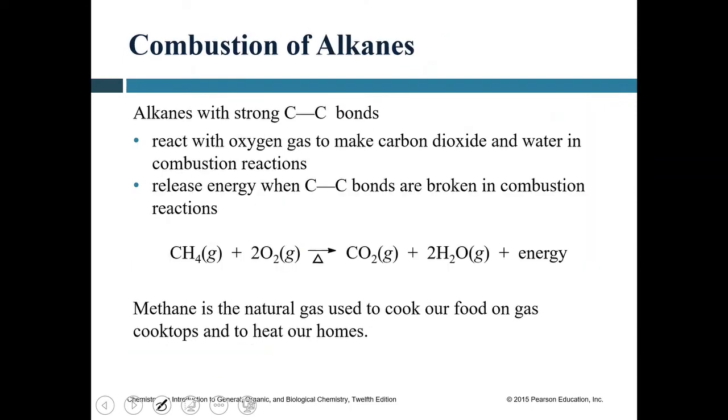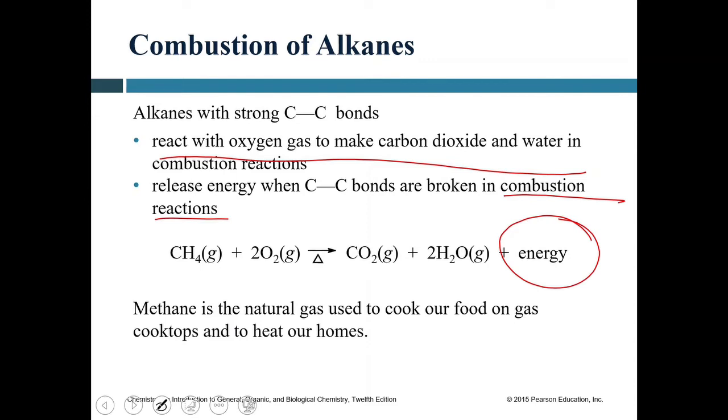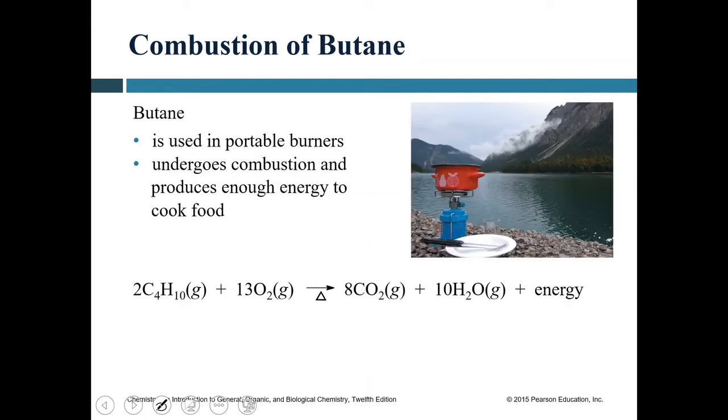Now, alkanes have strong carbon-carbon bonds, which means that when they react with oxygen, first of all, they make carbon dioxide and water, but second, and more important, they release a substantial amount of energy when carbon-carbon bonds are broken in the reaction of combustion. For instance, methane and propane are gases that are used to cook food on stoves and to heat our homes. Butane, you can buy it in the store for camping trips. It is used in portable burners.